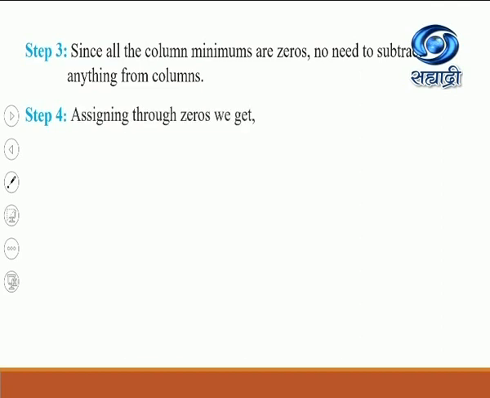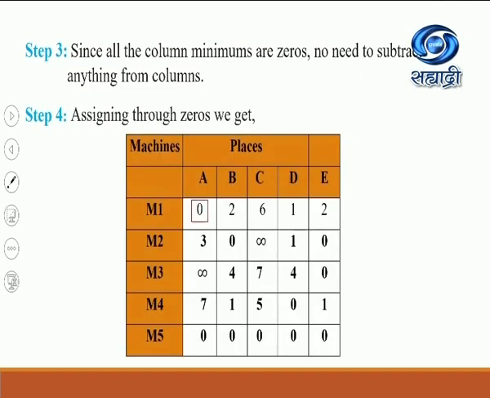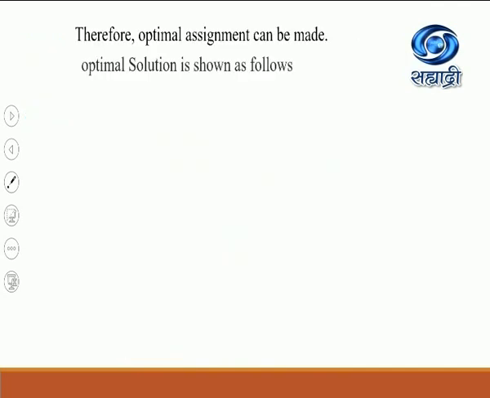Okay. Assigning through zeros, we get first row, only 1 zero. So mark it. There is one more zero in that column. So again, put a cross mark over there. Second row, there are 2 zeros, leave it. Next row, there is 1 zero. So mark it. Cancel out the other zeros in that column. Then mark the next zero. Cancel out this zero. Then now we see that one more zero is remaining. So mark it. Okay. Therefore, optimal assignment can be made.